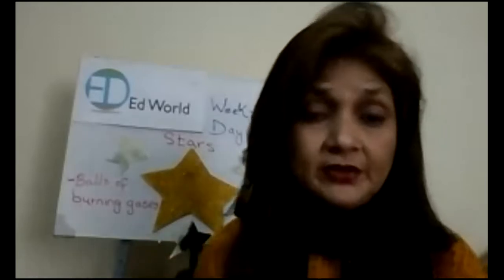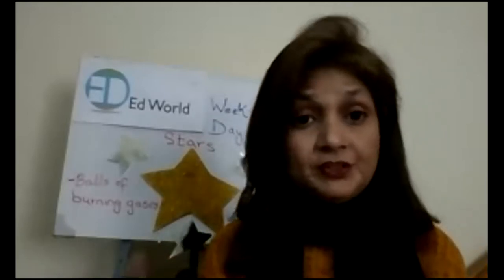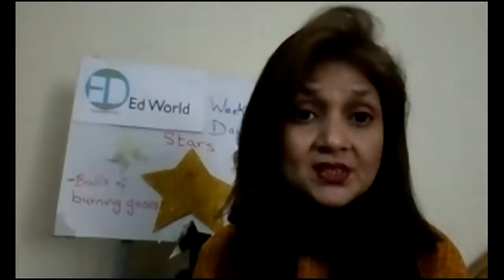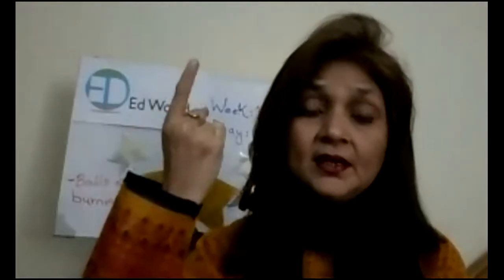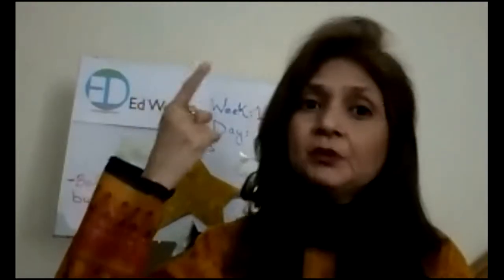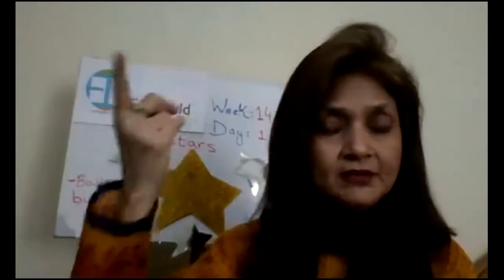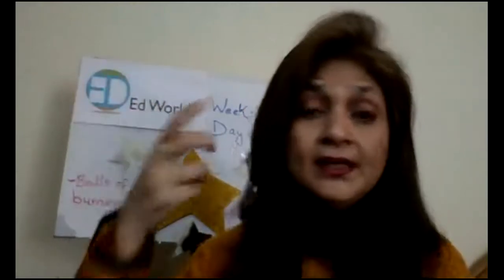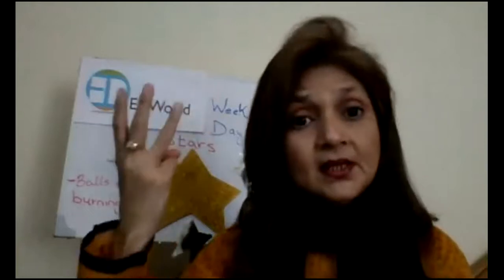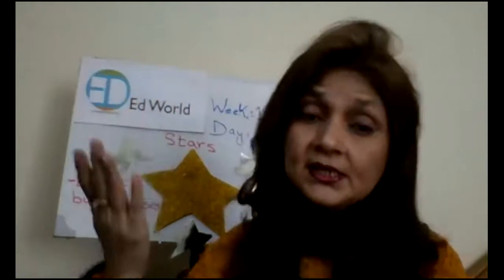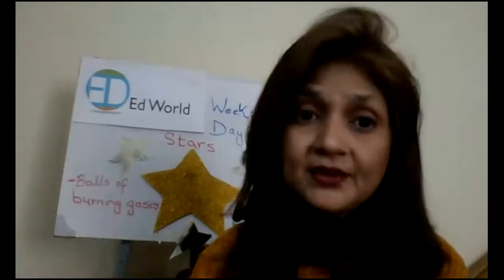So that means, children, that stars can be of different color. And what are those colors? You can say silver, you can say yellow, they can be of blue color. The stars can be of red color also, and the stars can be of black color also.